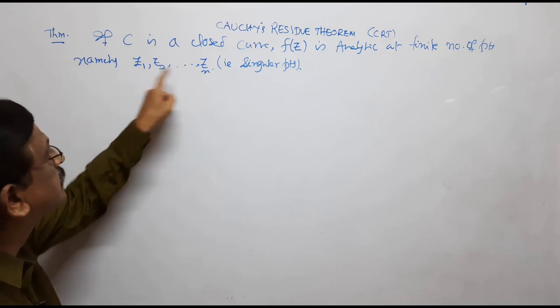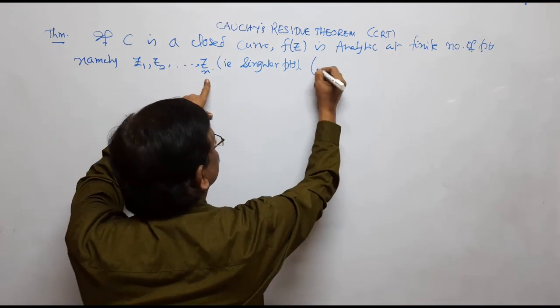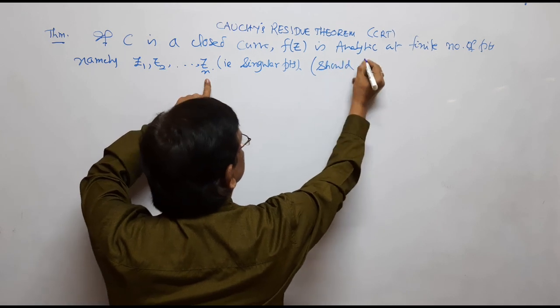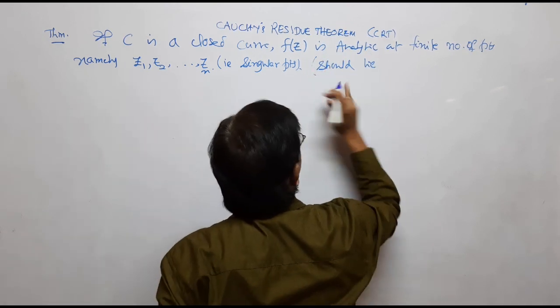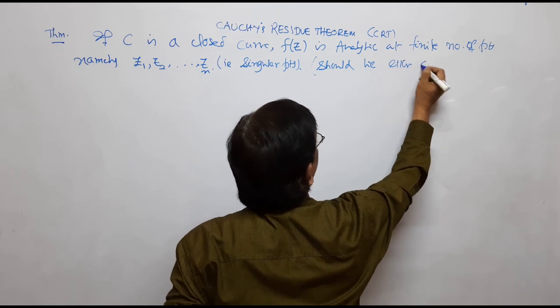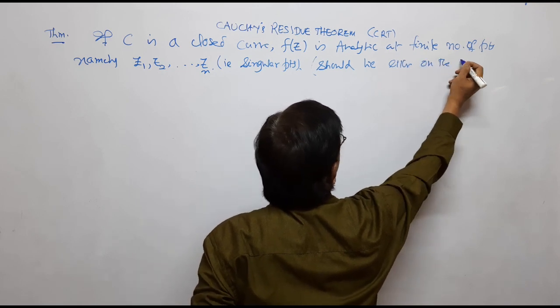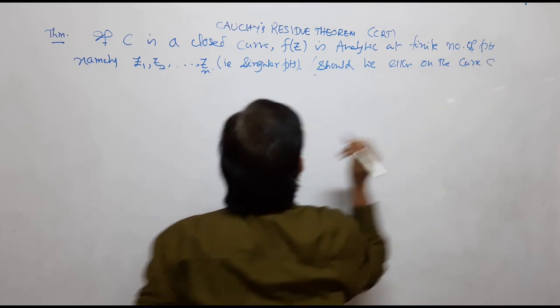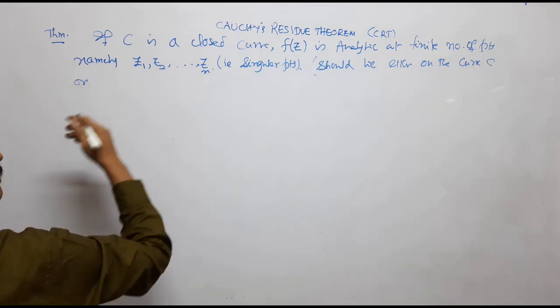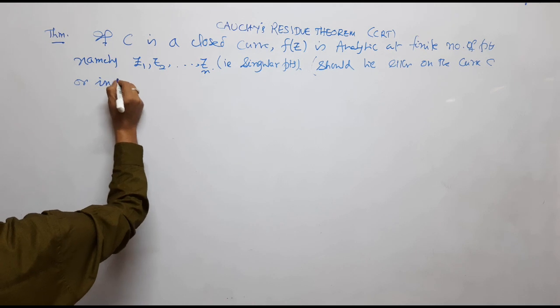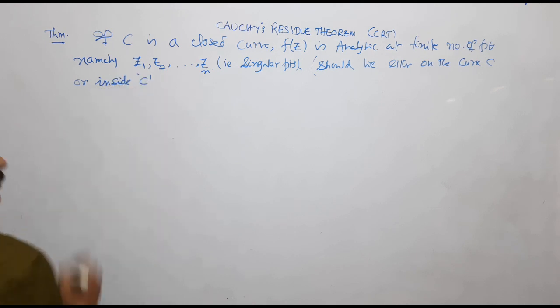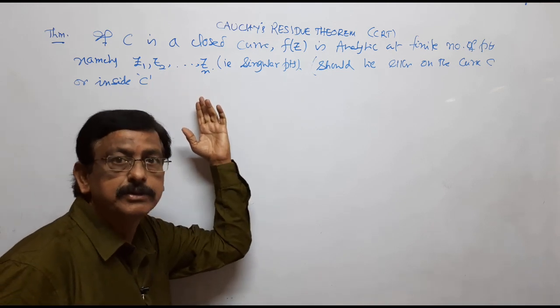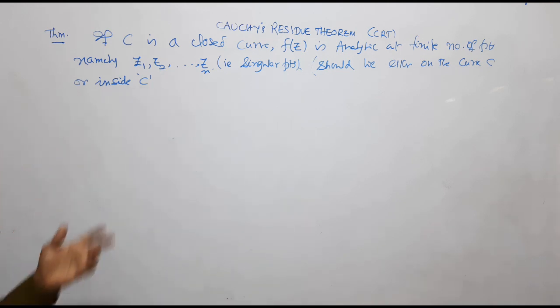And not only that, these z1, z2, zn should lie either on the curve C or inside C. Then only we can apply this Cauchy's residue theorem. So we have a closed curve, we have singularities at z1, z2, zn, and we can calculate the residues for z1, z2, zn. In the previous slide I have shown that.